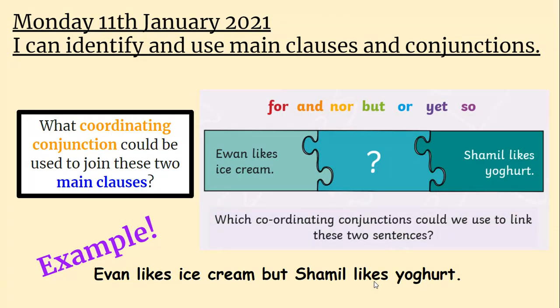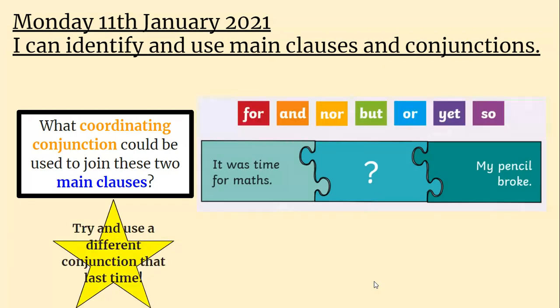What coordinating conjunction could be used to join these two main clauses? Evan likes ice cream, something, Shamil likes yogurt. Which coordinating conjunctions could we use to link these two sentences? Here's my example. Evan likes ice cream, but Shamil likes yogurt. What coordinating conjunction could be used to join these two main clauses? Try, it's a challenge star there.